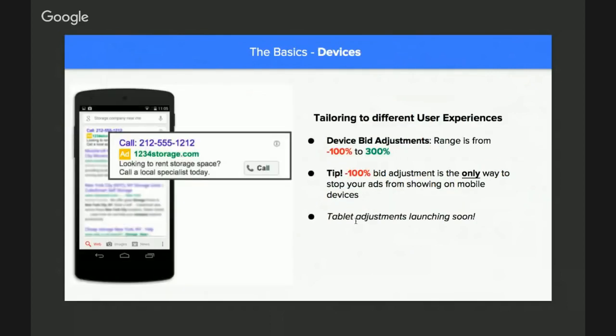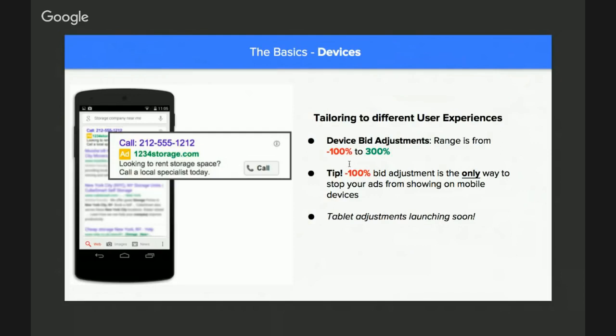So the last thing I want to talk about that every single campaign has is devices. So you can make device bid adjustments. So if you want to show higher on mobile devices because you really want phone calls, or if you don't want to show at mobile devices at all, you really need to look at the device settings. So currently, the only way to get your ads to stop showing on mobile devices is to do a negative 100% bid adjustment. There is no other way to get your ads off of mobile.